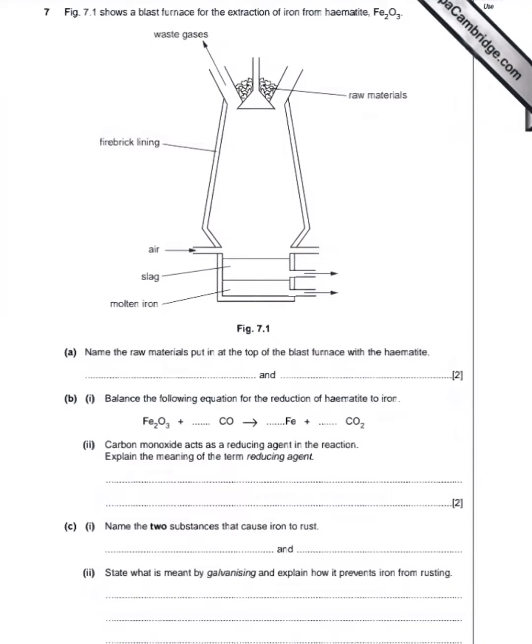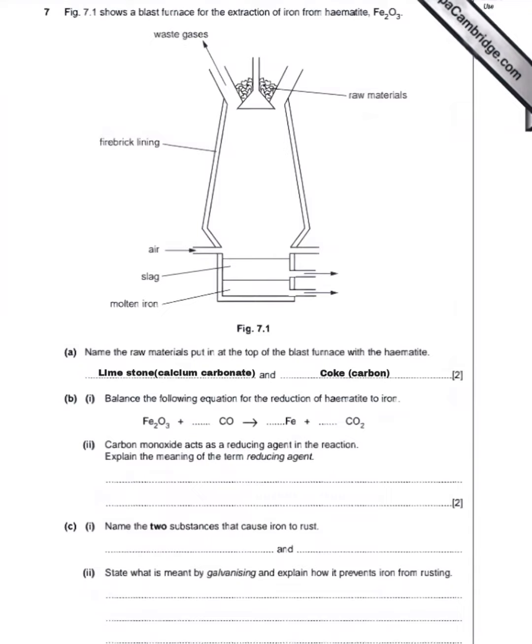The first question, question A, says name the raw materials put in at the top of the blast furnace with the haematite. Here they have given us the haematite, which is the iron ore. Now what is remaining? We are just remaining with limestone, which is also known as calcium carbonate. Then the last one is coke, also known as carbon or pure carbon.